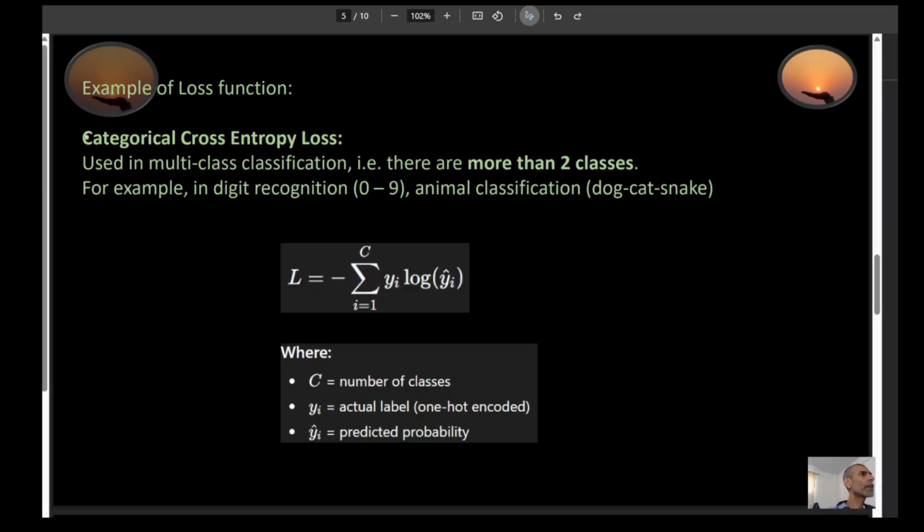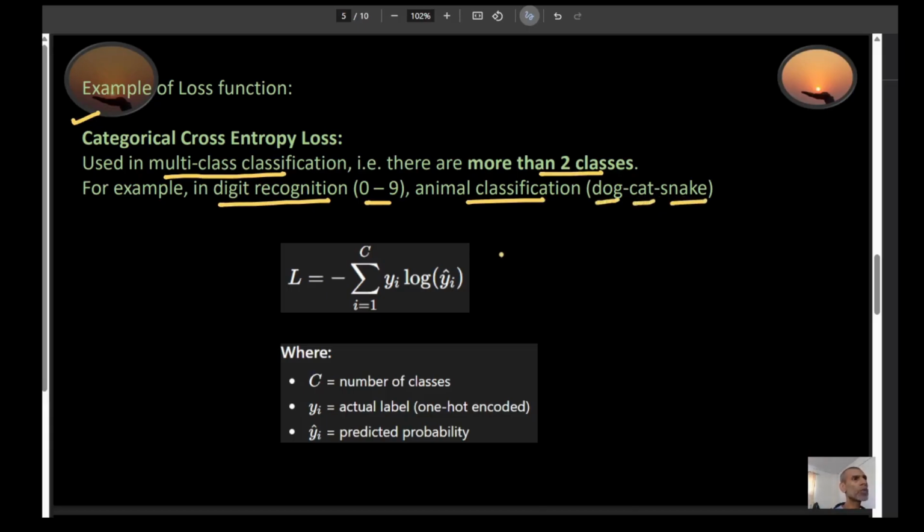And then you have categorical cross entropy loss. This one is used for multi-class classification, for example, when you have more than two classes. For example, digit recognition: you have 0, 1, 2, 3, all the way up to 9 digits, so you have 10 classes. Or animal classification: maybe you have an image or some characteristics and you want to determine whether it's a dog, cat, or snake. In this case, you have 3 classes.